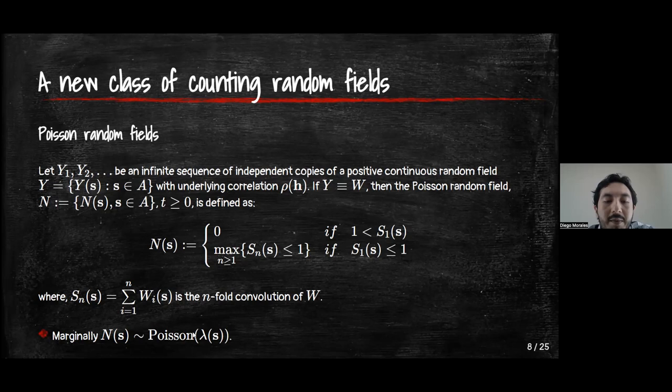So you can see that this definition of a Poisson random field can be viewed as a spatial generalization of a Poisson process. Because this definition gives a Poisson process in each location, and the set of these Poisson processes is a Poisson random field with a covariance structure.